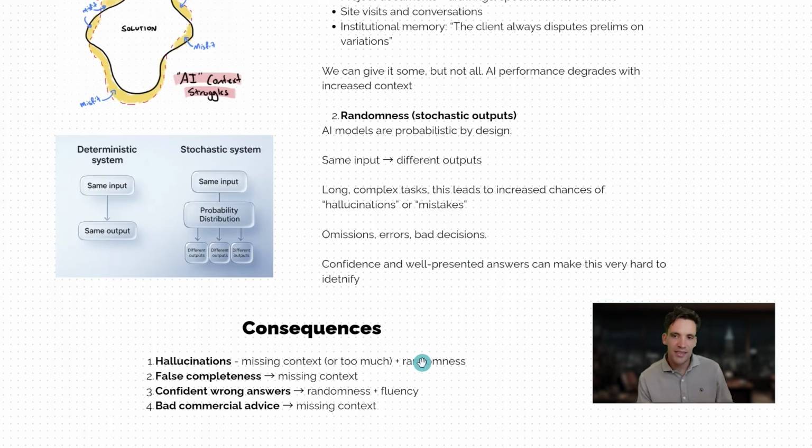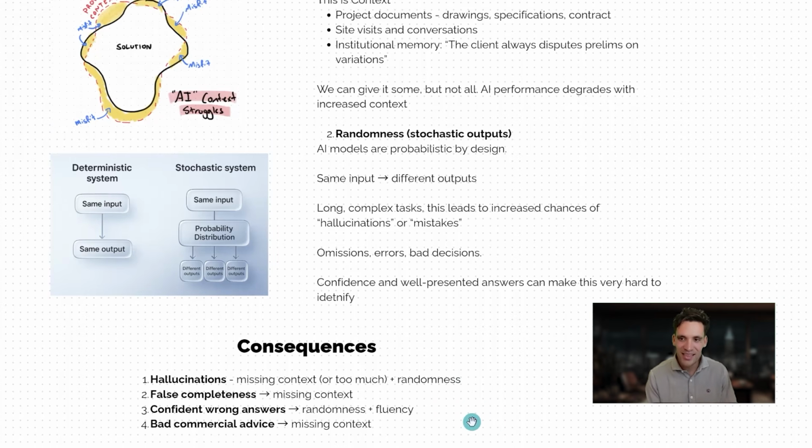So consequences of this, based on these failure modes, is we can have hallucinations where it just gets stuff completely wrong that would be intuitively wrong to us, but it doesn't understand. And that's a function of missing input context and also randomness.